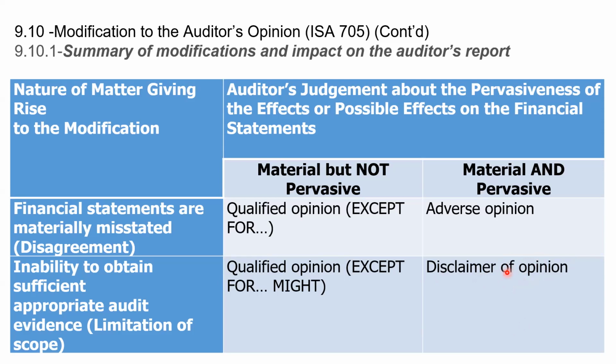It will happen when the auditor is unable to obtain audit evidence on most parts, most elements, or a substantial part of the financial statement. If he's unable to get information on those, then he will issue a disclaimer of opinion. He will say that I cannot issue an opinion on the financial statement. Okay, so basically this is it.